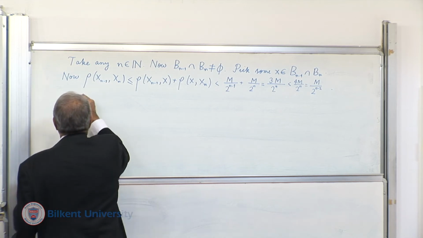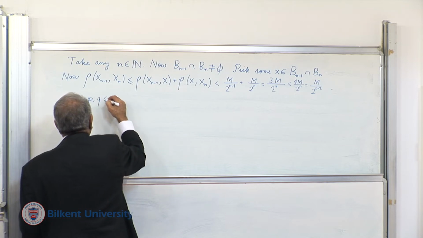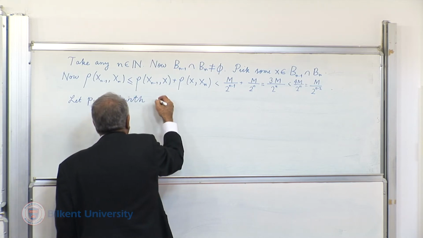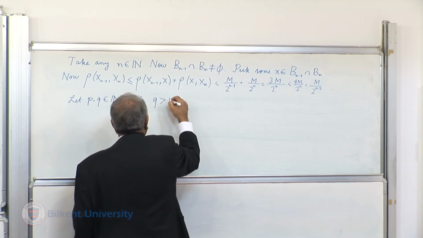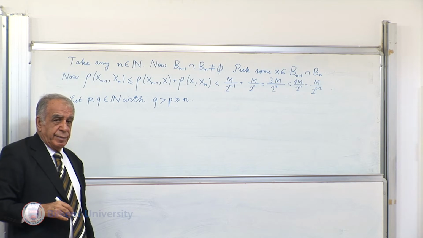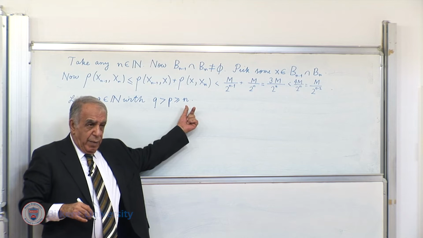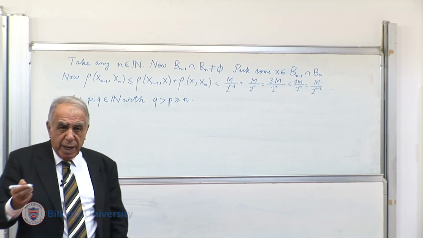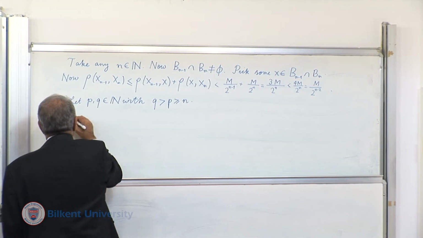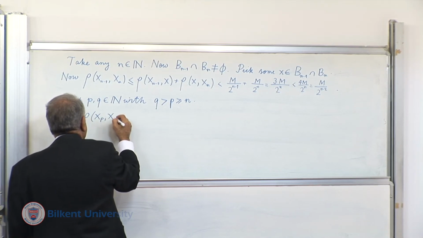about the distance between any two terms of the sequence beyond some point n. So now let p, q be in N with q larger than p, larger than or equal to n. I have taken some place in the sequence and have taken two points beyond that. Now, rho of x sub p, x sub q.